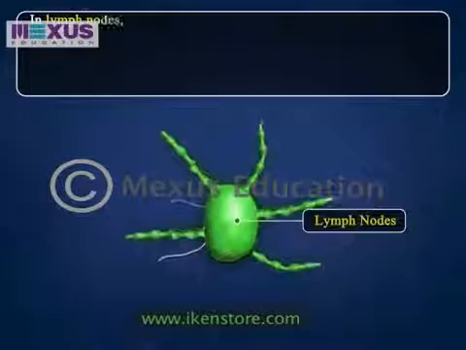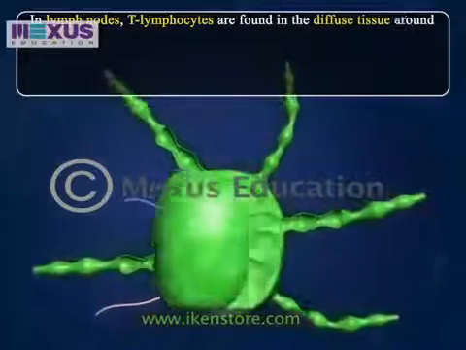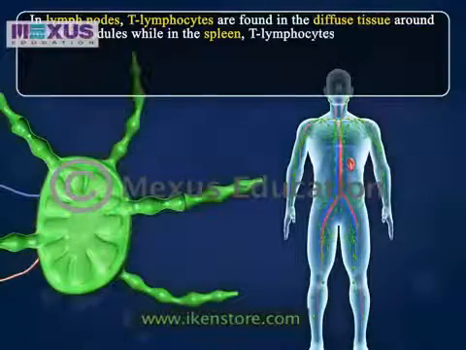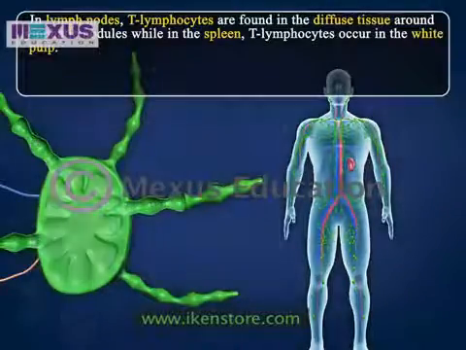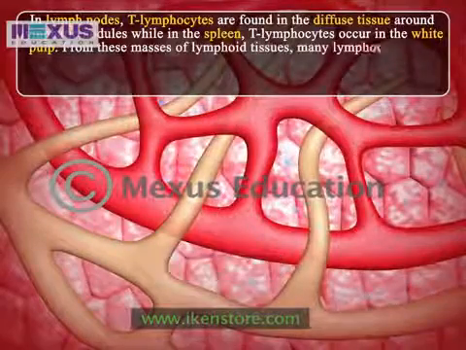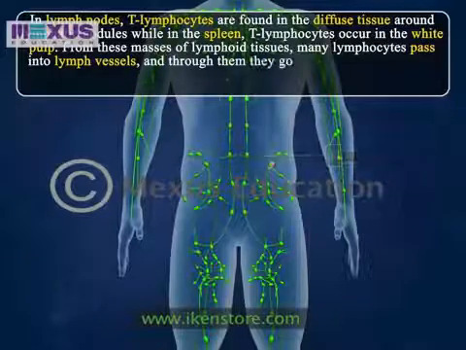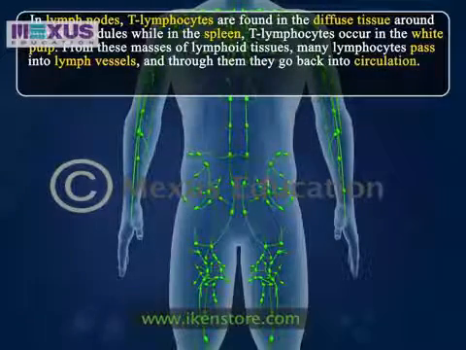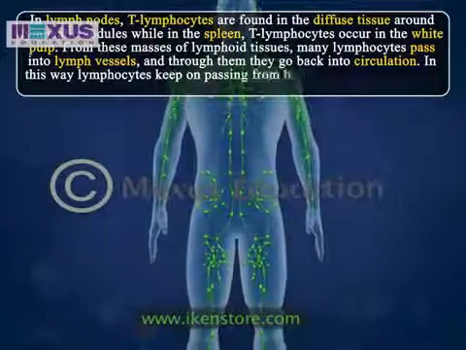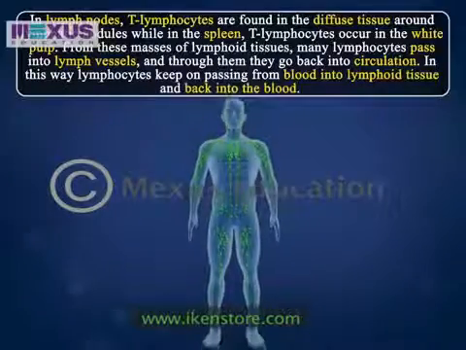In the lymph nodes, T lymphocytes are found in the diffuse tissue around lymphatic nodules, while in the spleen, T lymphocytes occur in white pulp. From these masses of lymphoid tissues, many lymphocytes pass into lymph vessels, and through them they go back into circulation. In this way, lymphocytes keep on passing from the blood into the lymphoid tissue and back into the blood.